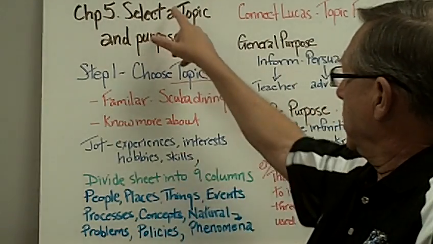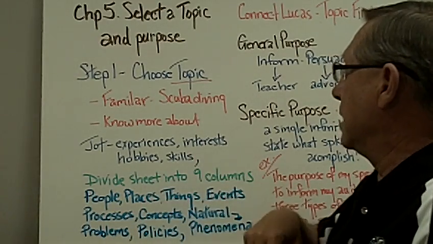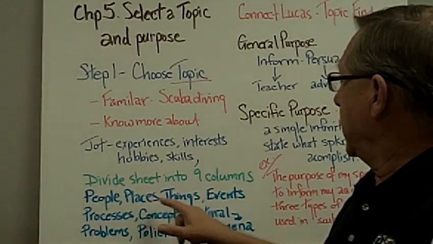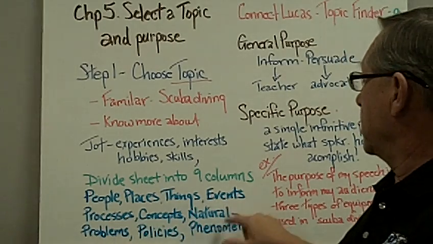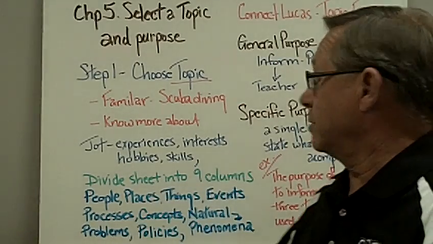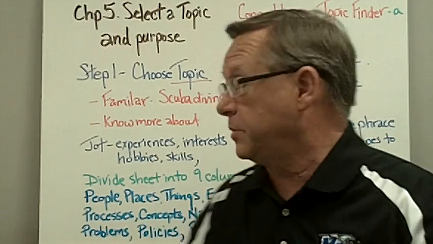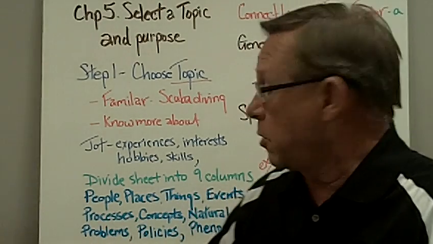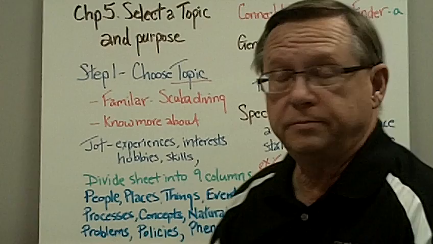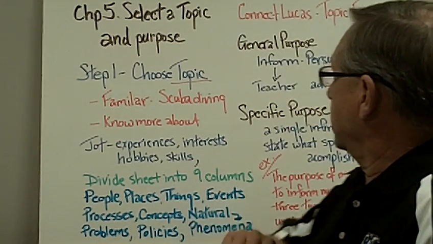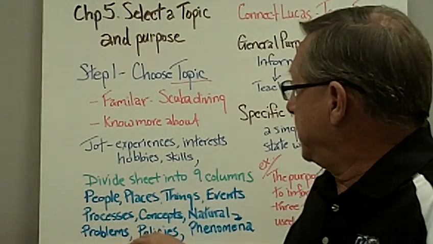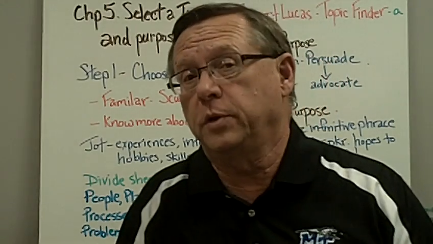Another way to come up with a topic is to divide a sheet into 9 columns and then make a heading at the top of the columns: people, places, things, events, processes, concepts, natural phenomena, problems, or policies. People, Hillary Clinton. Places, the moon. Things, iPads. Events, Mardi Gras. Processes, how to write a resume. Concepts, existentialism. Natural phenomena could be how tornadoes develop. Problems, the national debt. Policies, offshore drilling, just to give you an example.